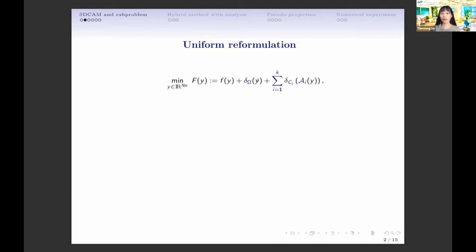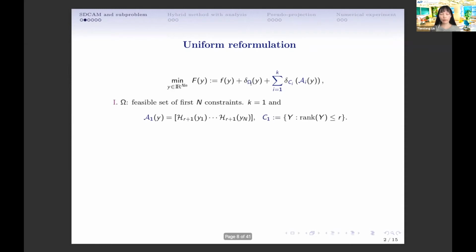This indicator function means that if y belongs to this set omega, then the function value is 0. But outside of omega, the value is infinity. So we have basically several kinds of reformulation of the original problem as an unconstrained problem. For the first type, we let omega be the feasible set of the first n constraints, but we write the last constraint in this part.